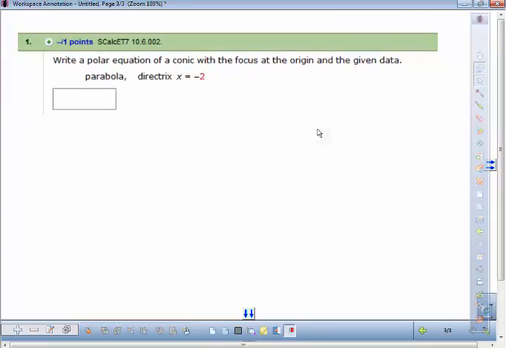This is asking us to write a polar coordinate equation of a conic with a focus at the origin and the given data. The conic section that we want to draw is a parabola. That should automatically give us our eccentricity. And then the directrix is x equals -2. That gives us another variable in our formula.